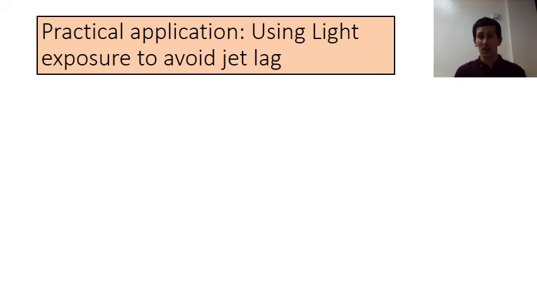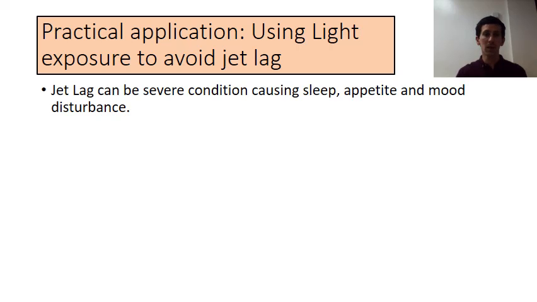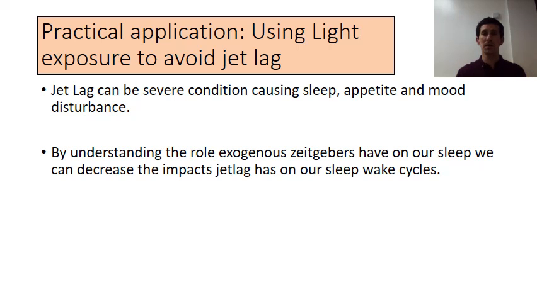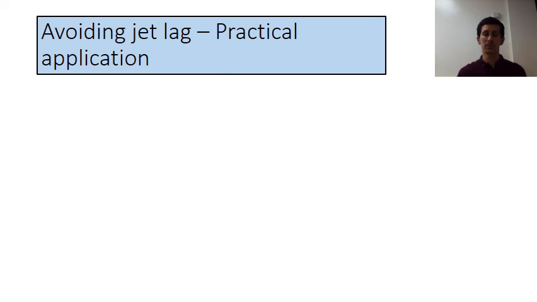There is a practical application to a lot of this research as well, and using light exposure to avoid jet lag would be one of those. Jet lag can be a really severe condition, can affect people for days and days and days. It can cause loss of sleep, loss of appetite, mood disturbances. By understanding the role of these exogenous zeitgebers and the effect that they have on our sleep, we can decrease the impacts of jet lag and the impact it has on our sleep-wake cycle.